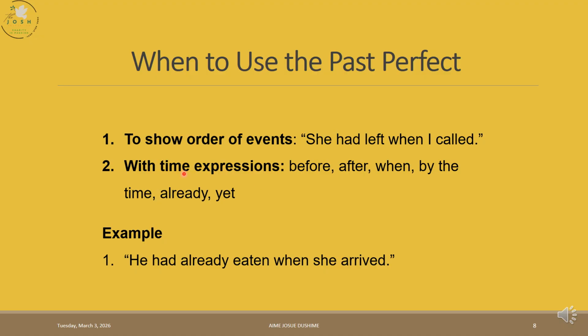And when we go with what we call the time expressions, we have before, after, when, by the time, already, yet. Those are the time expressions that we like to use when we use a past perfect to show which one came first, which one came second, which one came third, like that. He had already eaten when she arrived.